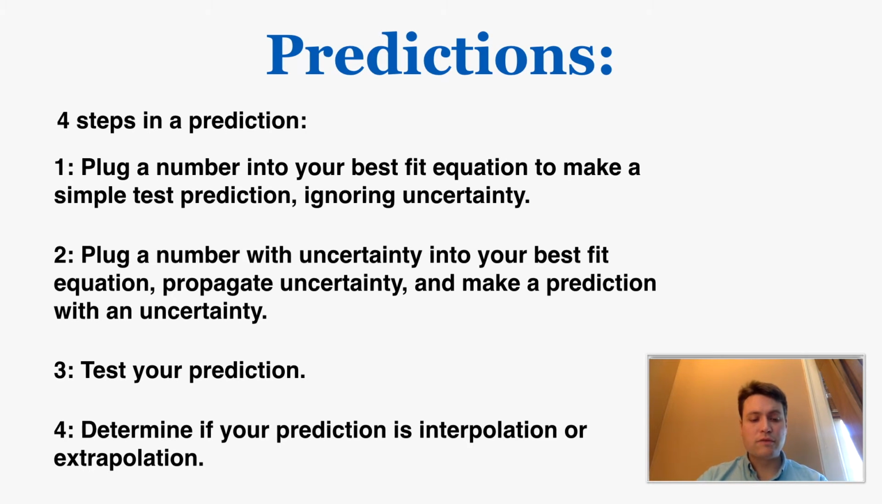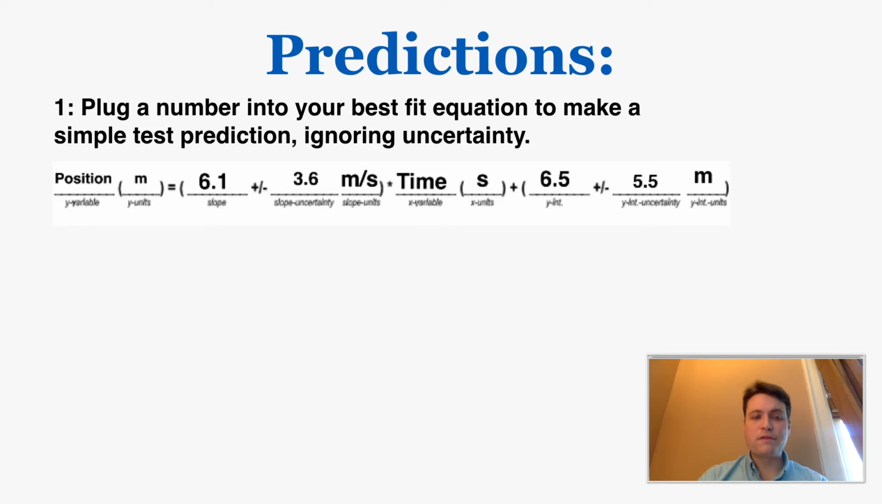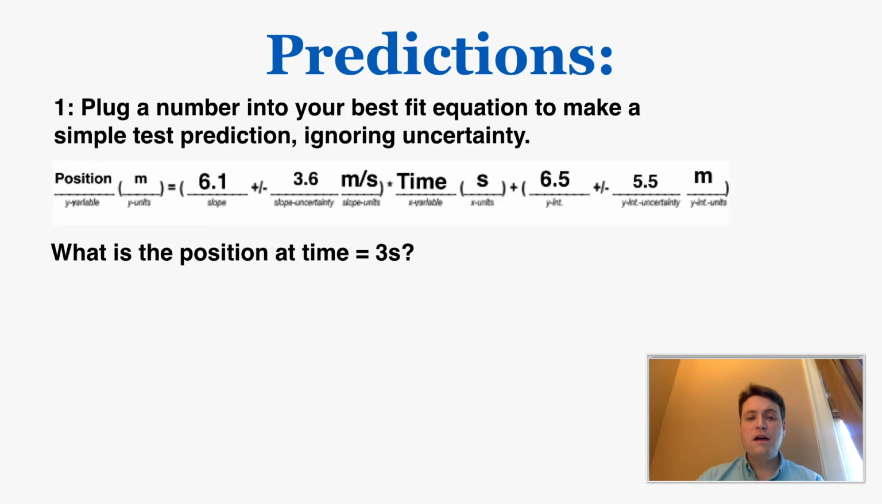So I'll talk about each one of these steps. I'm going to use a best fit equation that I came up with in a previous video as an example. So let's say this is what you wrote down in a previous part of your lab report. And in the prediction section, your lab will usually ask something straightforward like, what is the position at time equals 3 seconds? So what it's asking you to do there is to just plug 3 into time, ignore all the uncertainties, and just carry out the math.